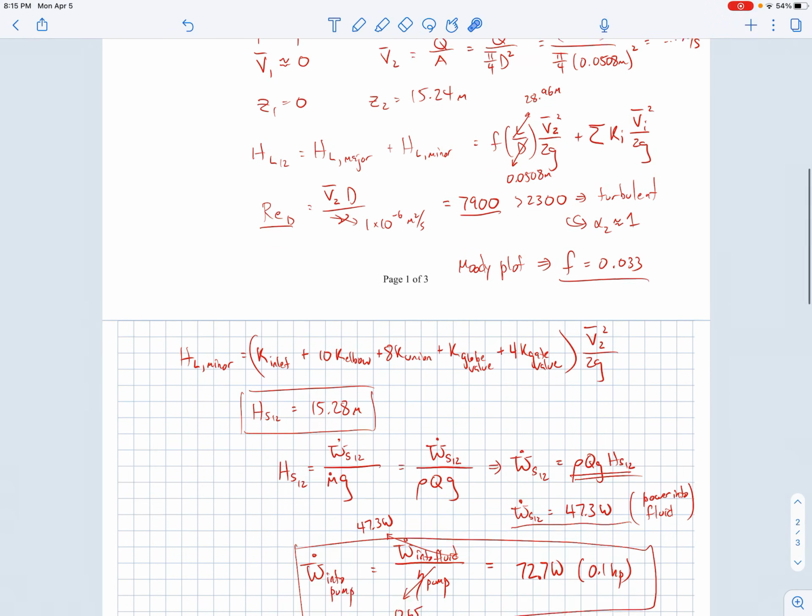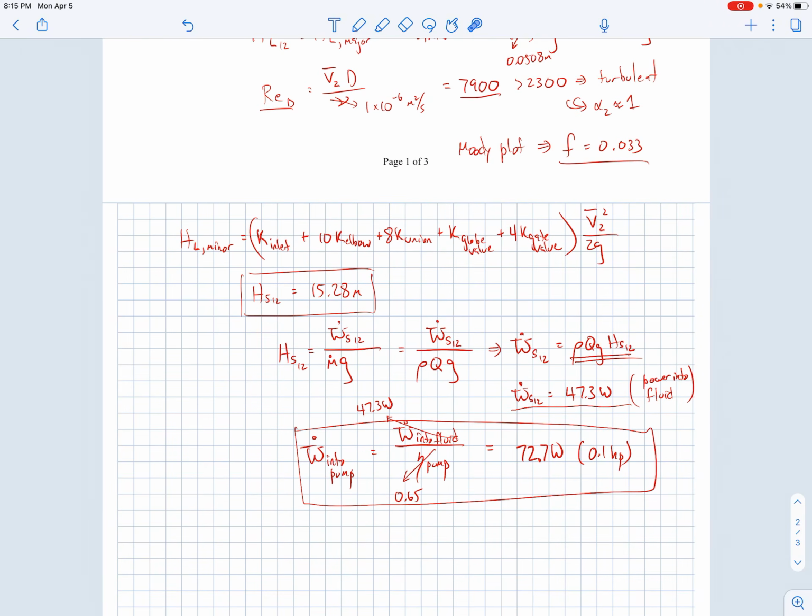We could then find the power that goes into the fluid by relating the head that goes into the fluid and the power using that relation. And then we could find the power that goes into the pump because we know the power that needs to get into the fluid, and we divide it by the pump efficiency, since we have to put extra power into the pump in order to get the right amount into the fluid. Okay, we'll go ahead and end the example there.